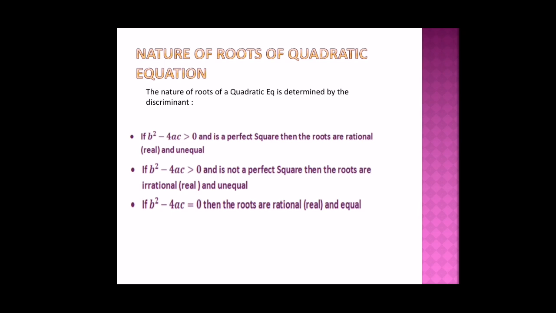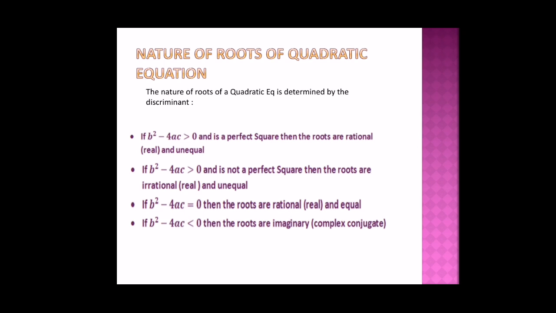If b square minus 4ac is equal to 0, then the roots are rational and equal. If we keep in mind the quadratic formula, we can easily understand that if b square minus 4ac is equal to 0, then obviously the square root will vanish and we will get a simple rational number. So if b square minus 4ac is equal to 0, then the roots are rational and equal.